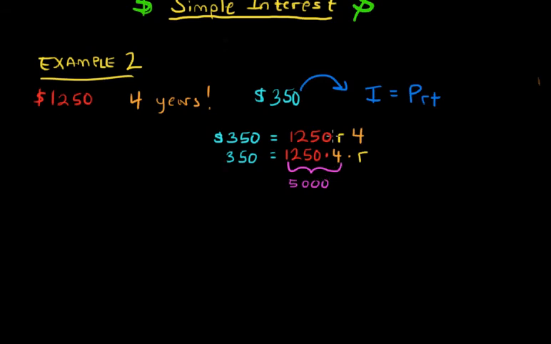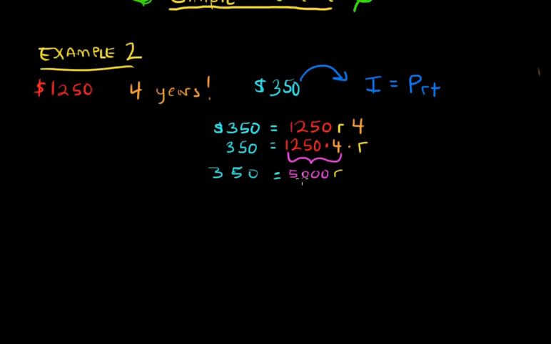So now we have 5,000 R equals $350. Now, how do I solve for R? Well, I'm going to have to divide both sides by 5,000, just like a regular one-step equation. So let's divide both sides by 5,000. Okay, so 350 divided by 5,000. When I do that, I got 0.07.